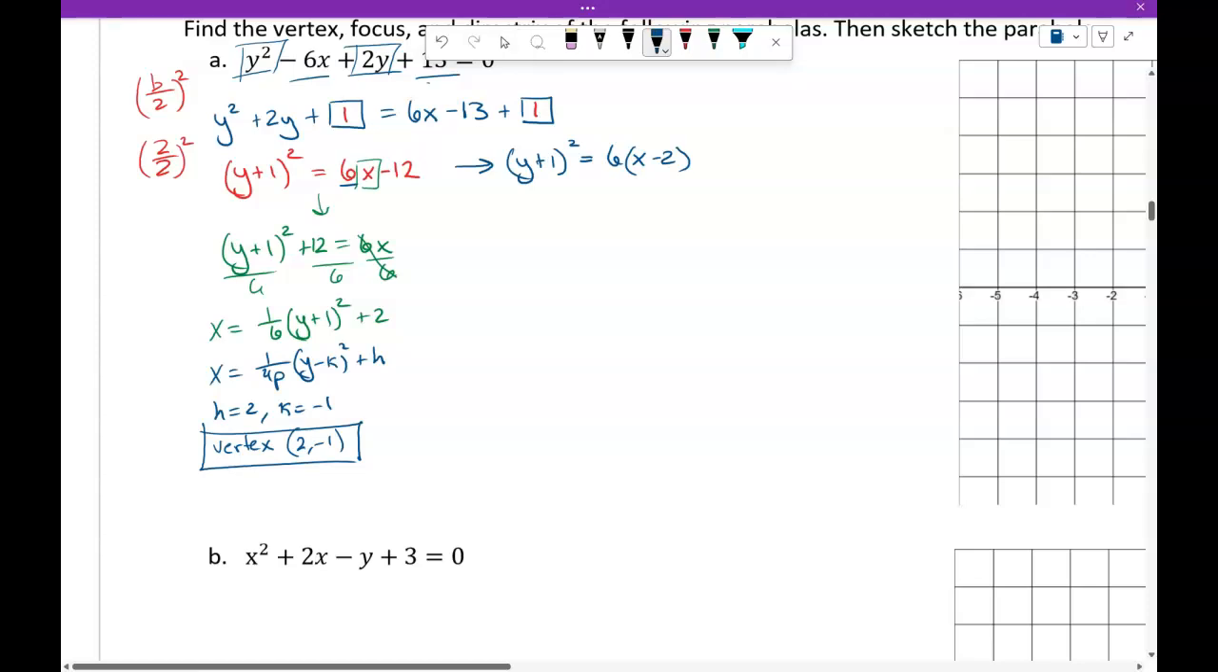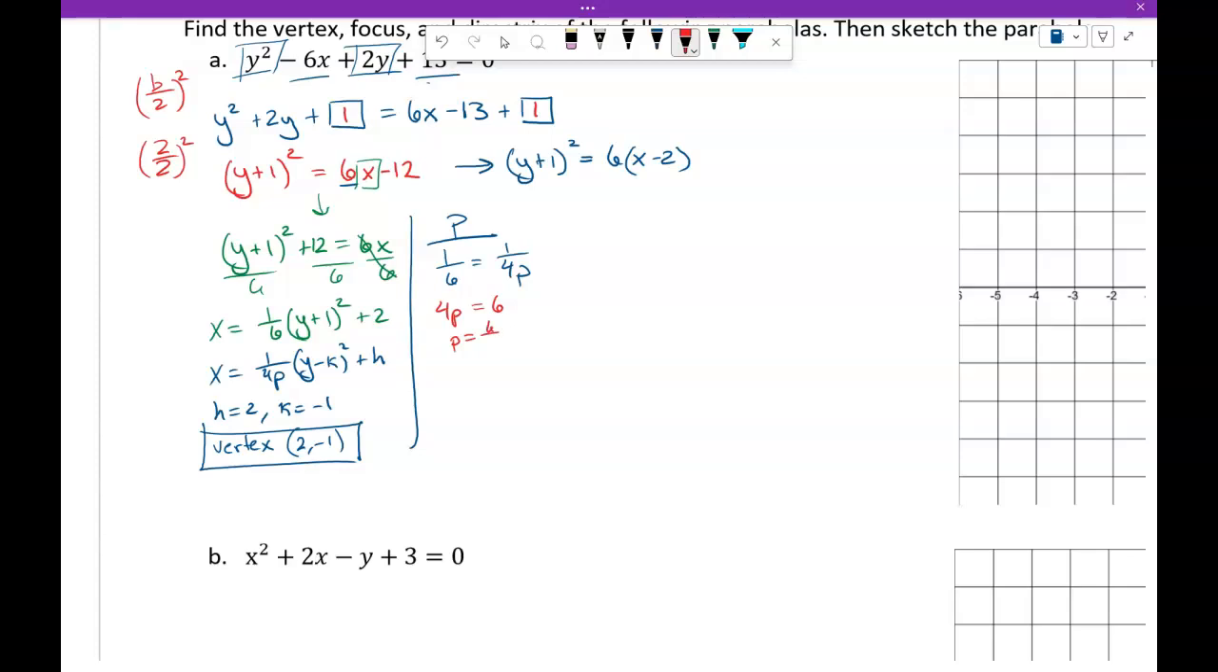Now in order to get p, our leading coefficient is 1/6, and that has to be equal to 1/4p compared to our formula, where p is located in our denominator. So if we cross multiply and solve for p, we get 6 over 4, which reduces to 3/2. You can also write this as 1.5 if it's easier for you.